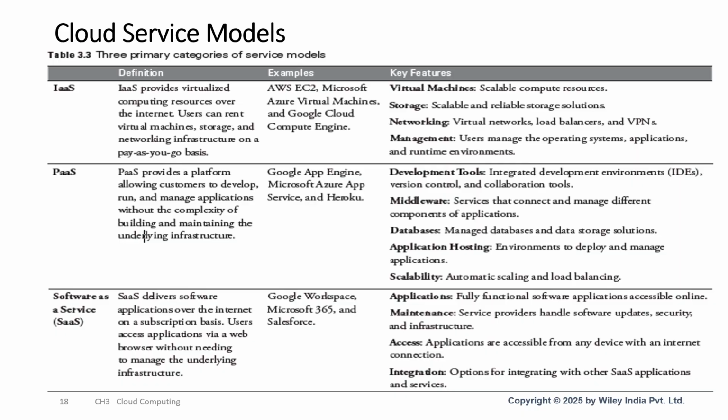For example, if you have a website, you have to host it. You can use cloud services. You want a database to store the records of your clients or customers, you can use again PaaS. Then software as a service, when the software is delivered via the web browser without needing to manage the underlying, you don't have to manage, you just are using it. So you have full functional control of software applications that are accessible online. And it is the job of the service provider to handle software updates, security, infrastructure. You don't have to worry about anything.